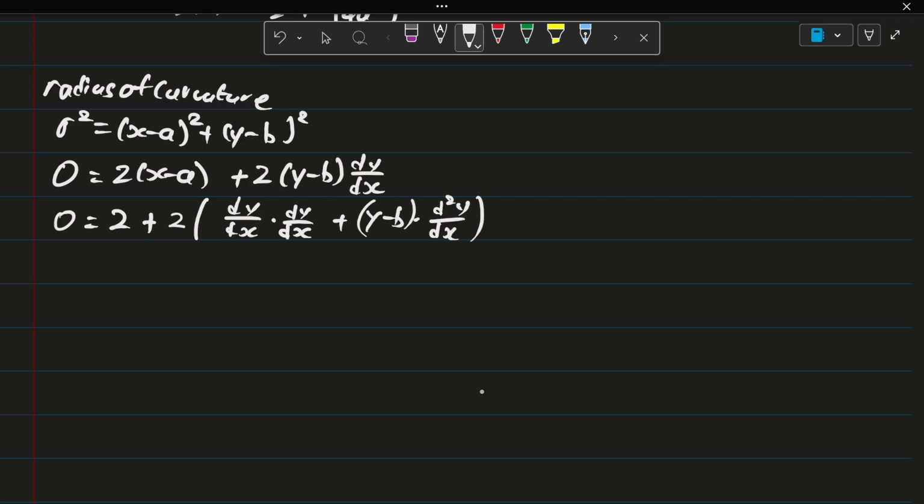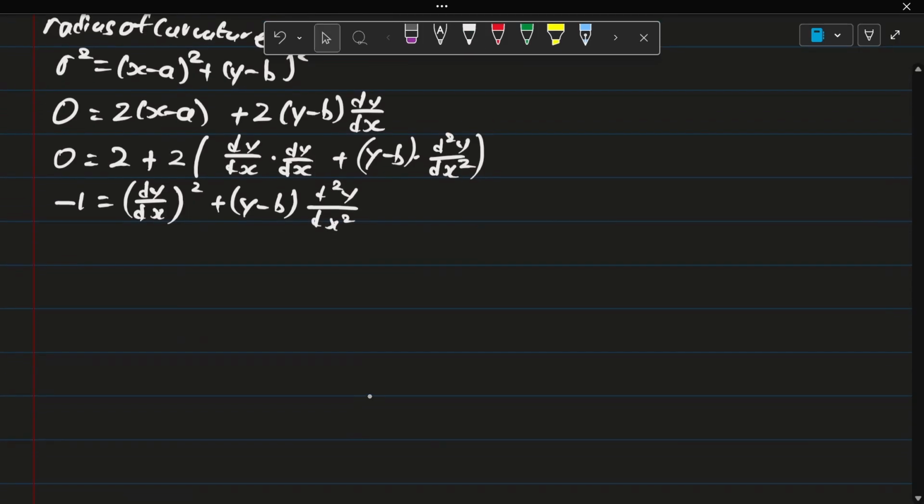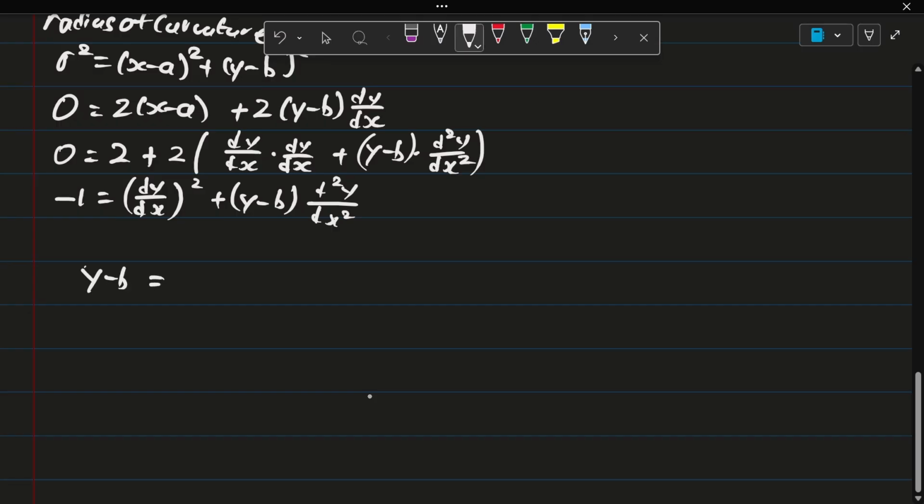So what you get from here is that you could determine what is the y minus b. So this would be negative 1 equals (dy over dx) everything squared, plus (y minus b) d squared y over dx squared. So your y minus b is going to equal negative 1 minus (dy over dx) everything squared, over d squared y over dx squared. So this is your y minus b.